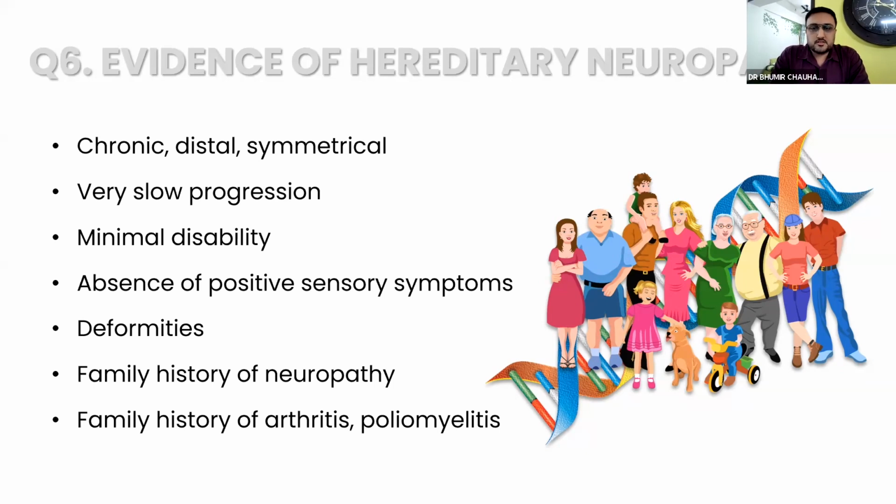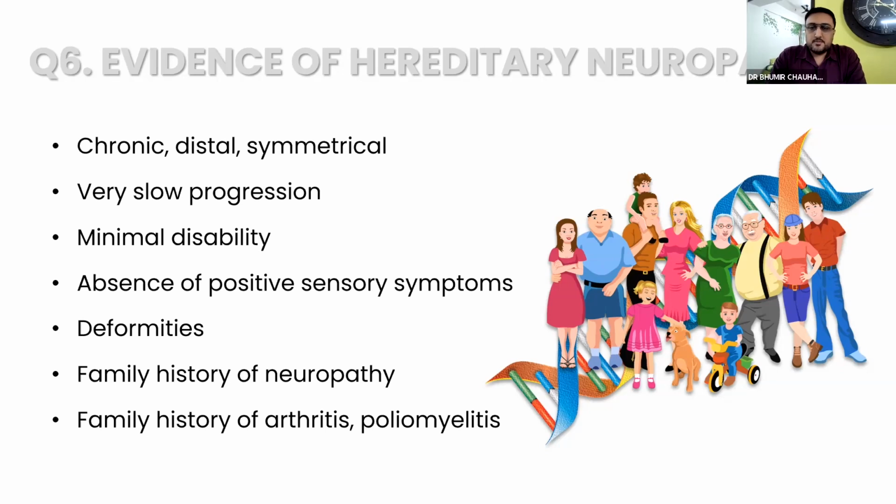Then there are certain deformities which point towards this hereditary etiology, like pes cavus or hammer toe or pes planus, that is flat foot. These are a few deformities which you should look out for in a case of chronic, long-standing neuropathy. Family history of neuropathy can be asked and can be reported by the patient in some cases.